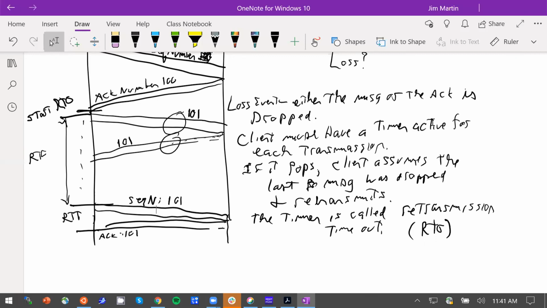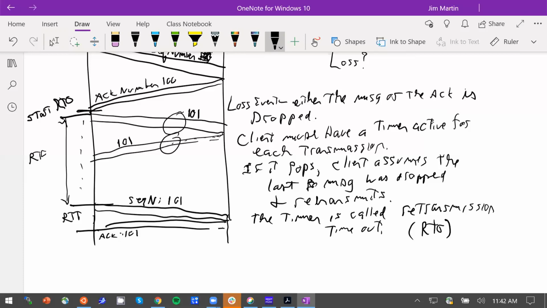If, for example, the client message tagged with sequence number 101. So in other words, let's say that we've been running for a while and we reach a point where we send the 101st message. A loss event is defined as either the message or the ACK has been dropped, right? Because in either case, the client has really no way to differentiate between which one has been dropped.